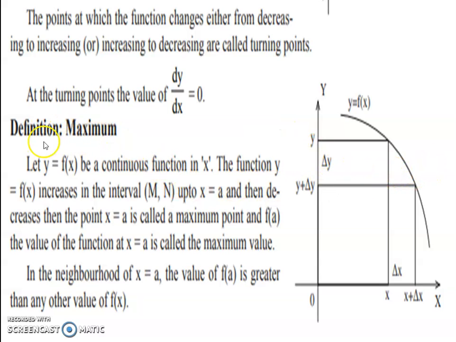Definition of maximum: let y is equal to f of x be a continuous function in x. The function y equals f of x increases in the interval m comma n up to x is equal to a, and then decreases. The point x is equal to a is called the maximum point, and f of a, the value of the function at x is equal to a, is called the maximum value. That means the second order derivative is negative, and the value is maximum. In the neighborhood of x is equal to a, the value of f of a is greater than any other value of f of x.